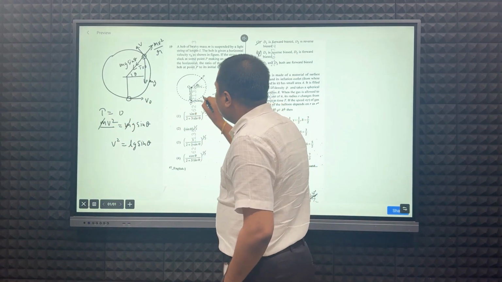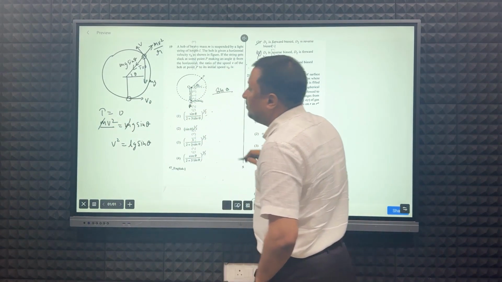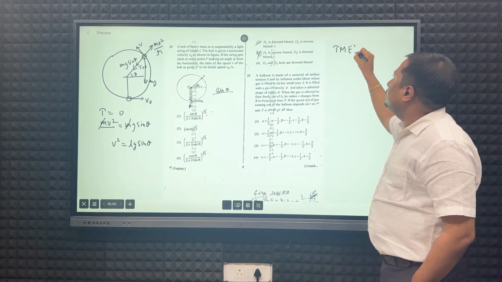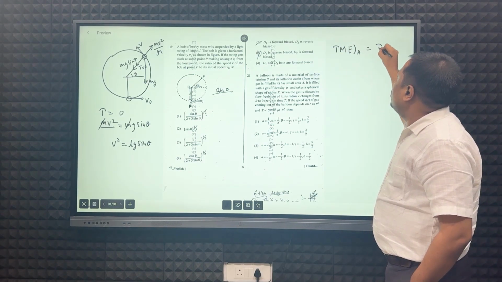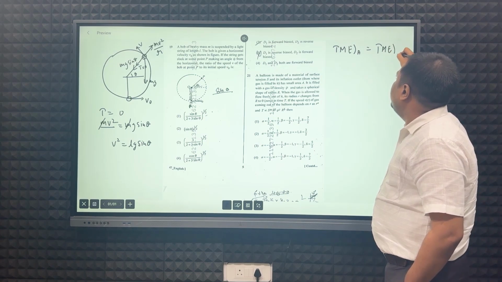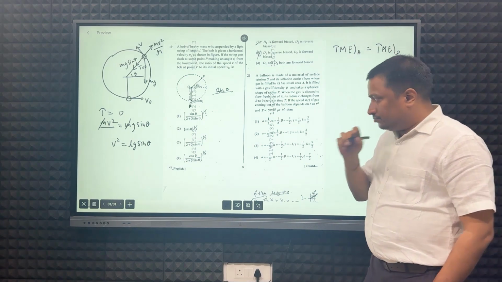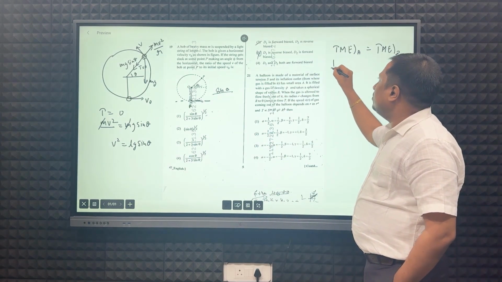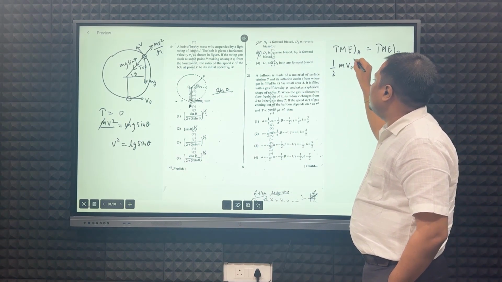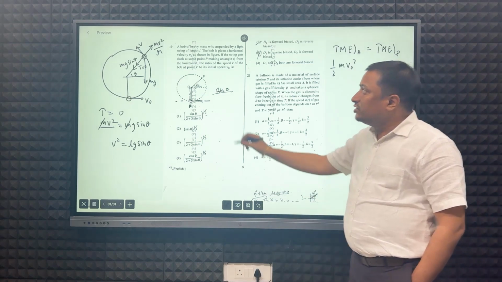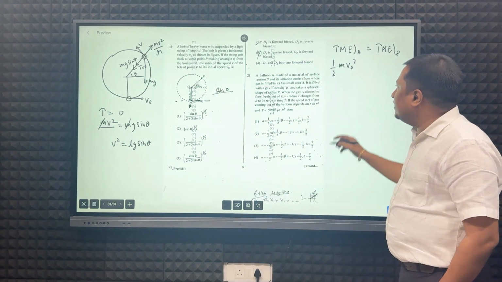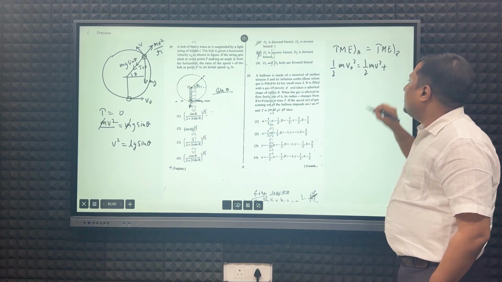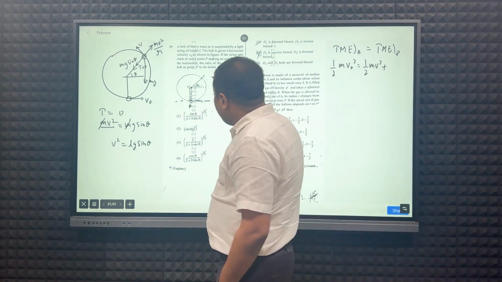After that, we should apply conservation of energy. From this point to this point, from A point to P point, I am applying conservation of energy. Total mechanical energy initial at A equals total mechanical energy final at P. I am considering this as my reference line, so potential energy is going to be 0. Kinetic energy will be half m v0 square. When it reaches here, it will have both potential energy and kinetic energy. What will be the kinetic energy? Half m v square plus potential energy, since it will be at this height.